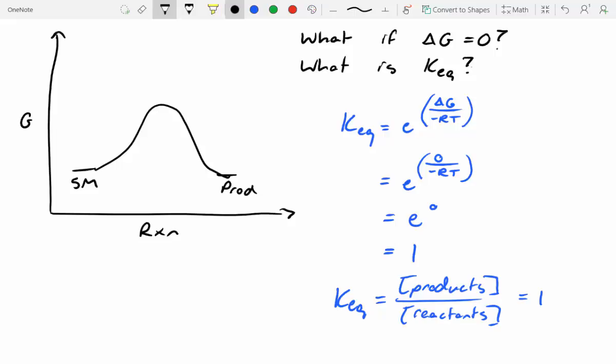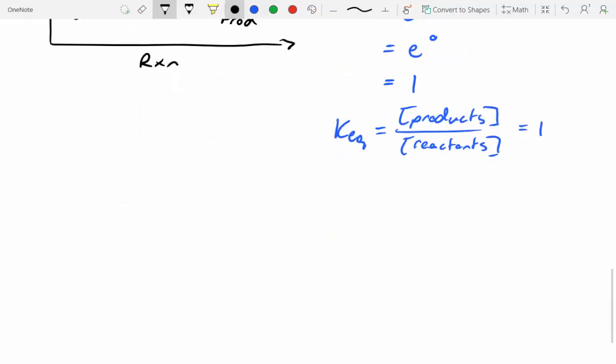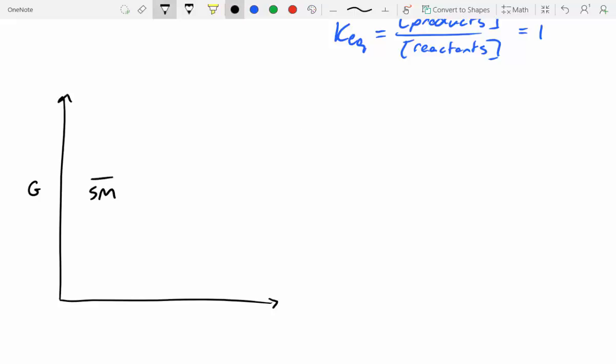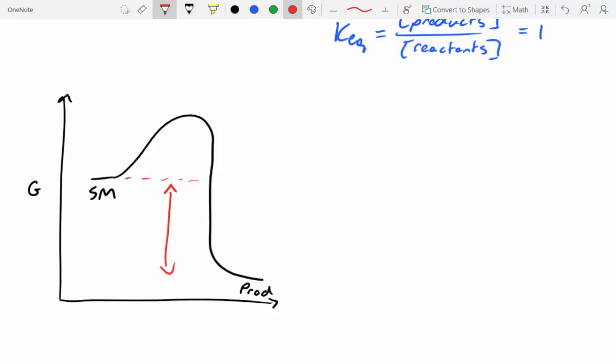All right, now let's do a harder one. Let's say I've got this reaction. I've got delta G, and in this case I've got my starting materials up here, and I've got my product down here. So in this case, our delta G is measuring this difference in energy between our starting material and products. And let's say in this case it's going to be, I don't know, let's say negative 20 kilojoules per mole.